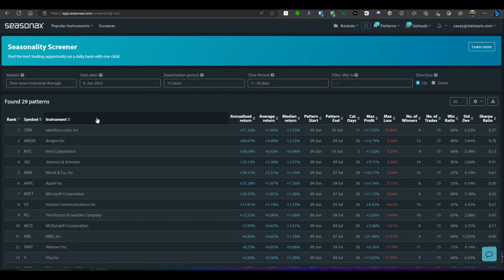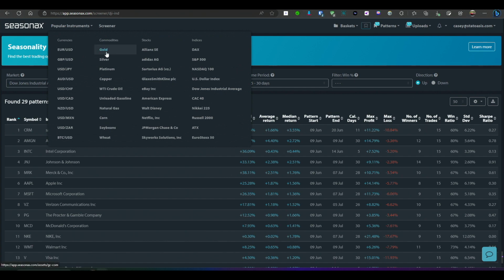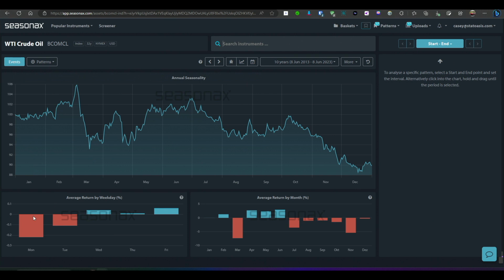So while the screener provides these automatic patterns, we can of course look for our own pattern. So for example, let me bring up crude oil. So we can see that crude oil on average every Monday is down.